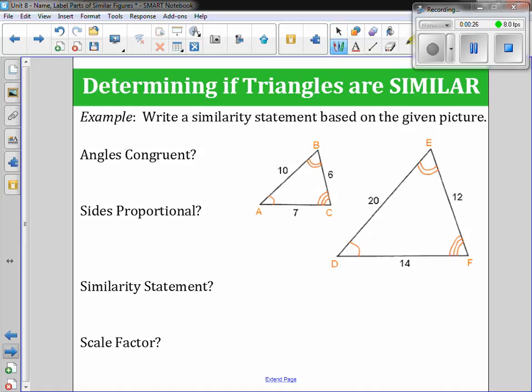Before I do any answering of angles congruent, sides proportional, or similarity statements and scale factors, let's look at our pictures. We can see that angle A has the same congruent marks as angle D. So therefore, we know that angle A is congruent to angle D. We can also see that angle B is congruent to angle E because it has the same congruent marks.